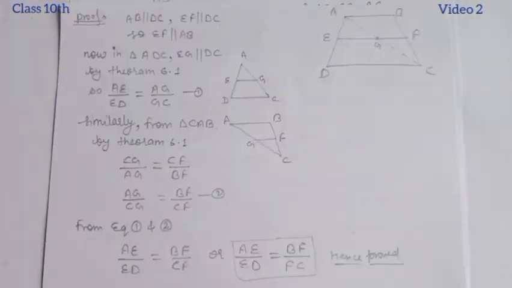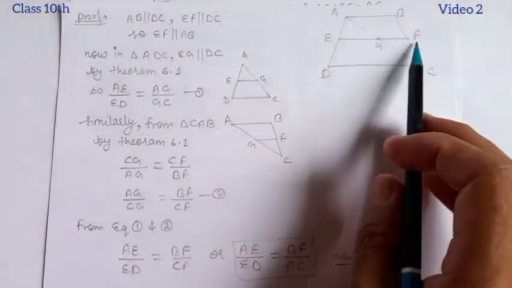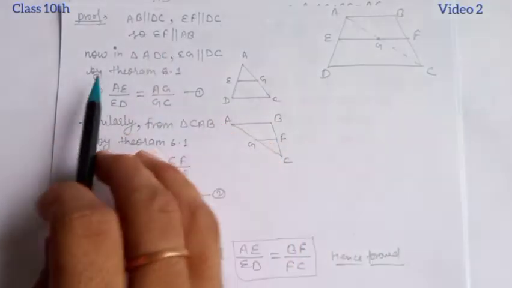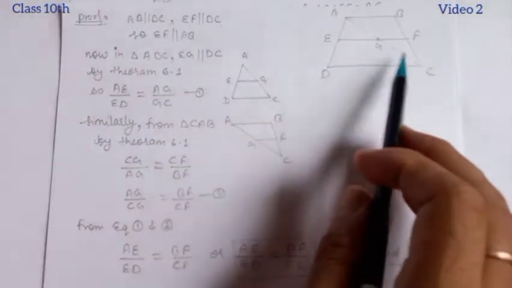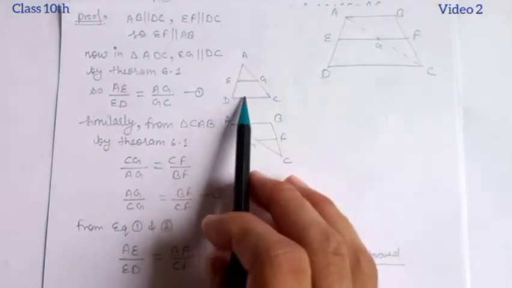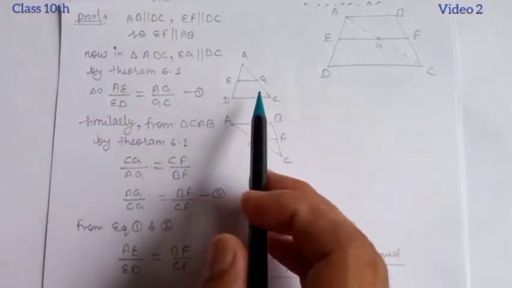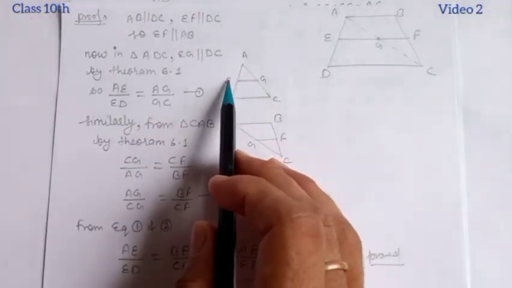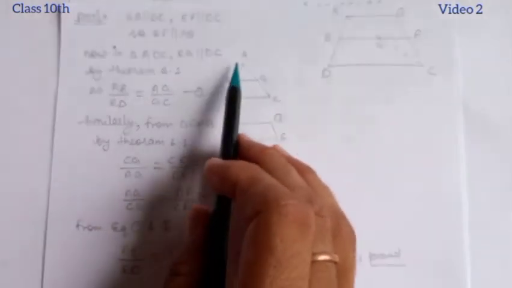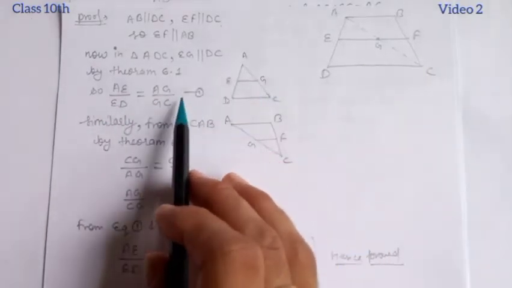So let's start the proof. AB is parallel to DC, and EF is parallel to AB as well as DC. Now students, in triangle AOC, you know that EG is parallel to DC. A copy of this triangle is drawn here. So by using theorem 6.1, if line EG is parallel to DC, then we can write AE upon ED equal to AG upon GC.